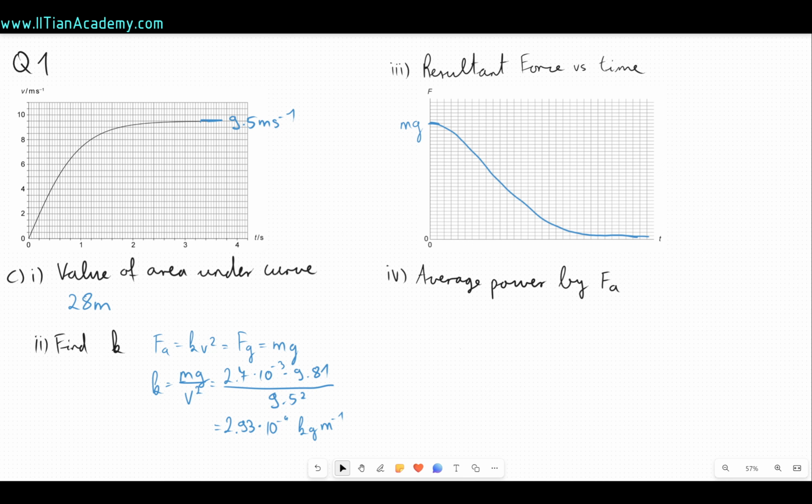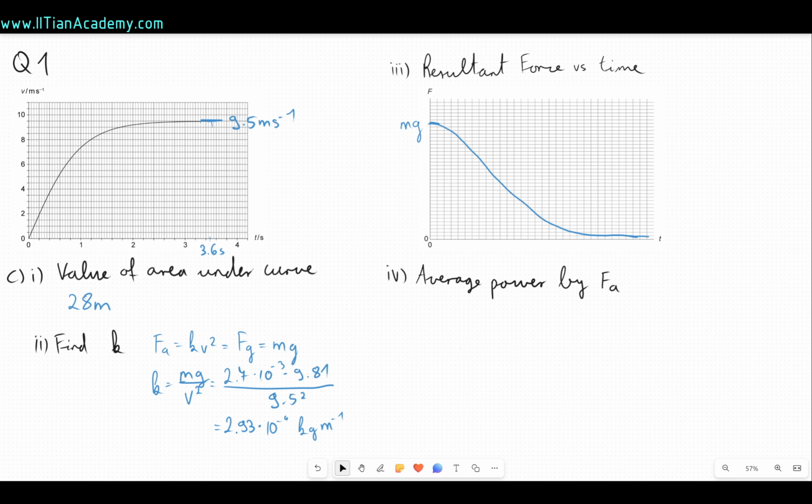And then in part 4, we need to determine the average force exerted or dissipated by the air resistive force. What we need to see is how much energy the air resistive force took away from the ball, and how long that took. We know that the total motion was about 3.6 seconds. So with energy over time, we will be able to determine the power of the air resistive force.